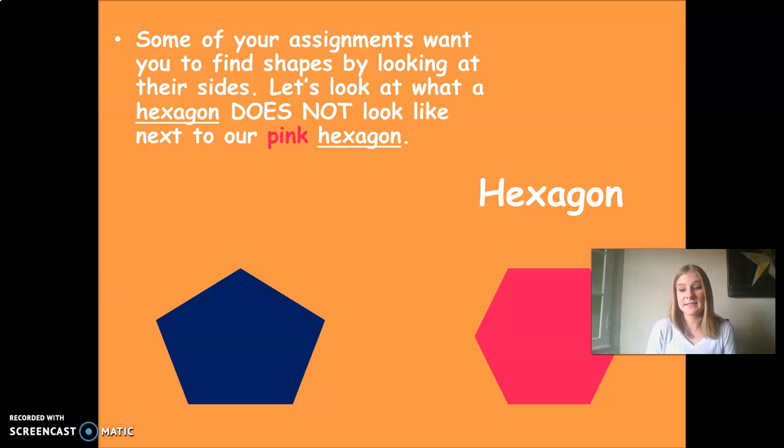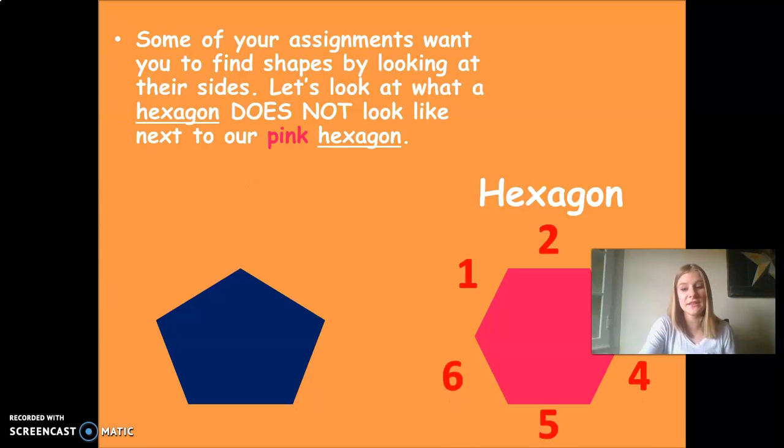Again, let's practice to make sure we know the difference. Your assignments are going to try to trick you, but don't be fooled. Hexagons must have 6 sides. So let's look at our pink hexagon first and count those sides. 1, 2, 3, 4, 5, 6.